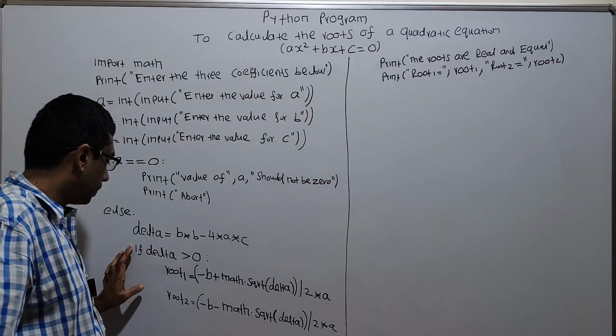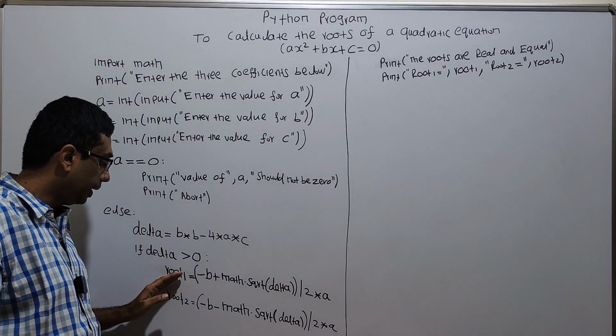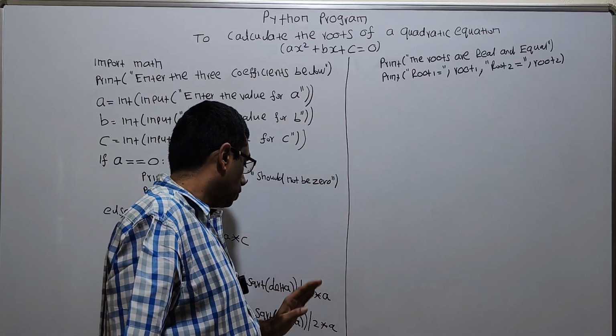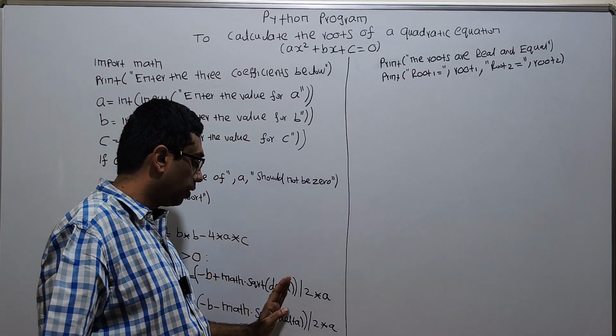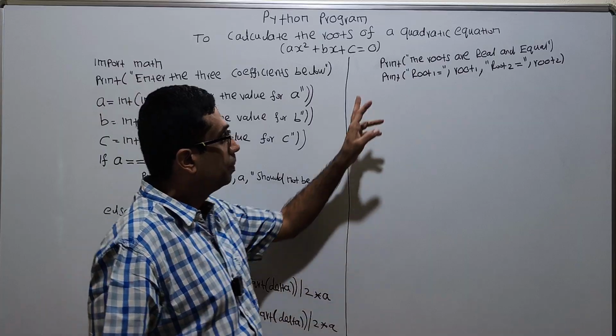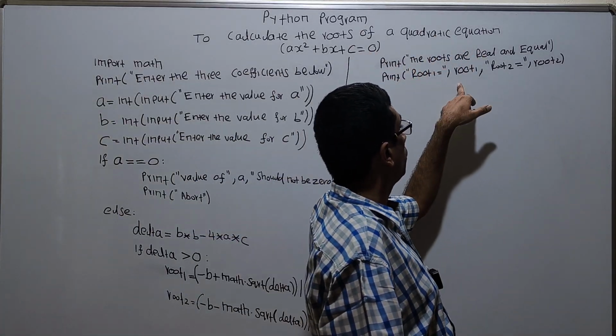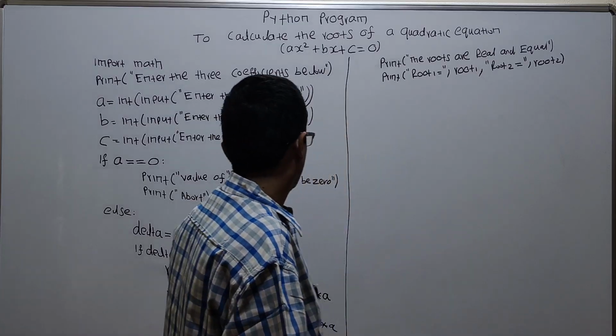When delta is greater than 0, I am calculating the two roots, minus b plus square root of delta divided by 2 star a, and minus b minus square root of delta divided by 2 star a. So I am printing, when the delta value is greater than 0, the roots are real and equal. I am printing the roots root 1 and root 2 here.